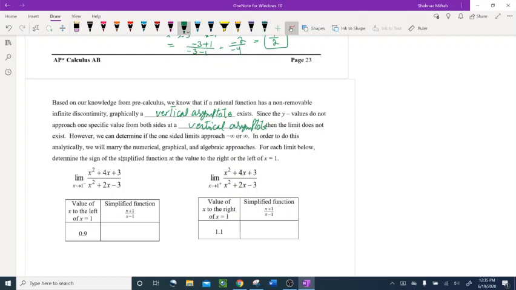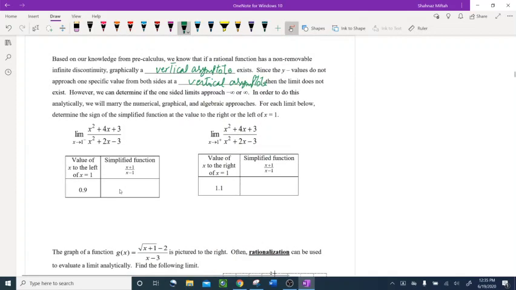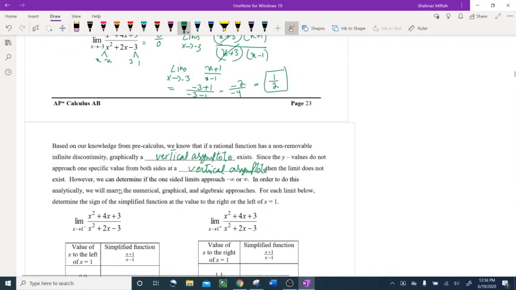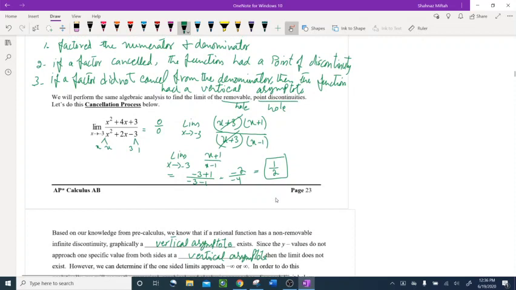In order to do this analytically, we will marry the numerical, graphical, and algebraic approaches. For each limit below, determine the sign of the simplified function at the value to the right or left of x equal 1. Okay, this is what I'm talking about, guys, up here. And by the way, let me go back to this question. And we will go in detail, but let me show you this.